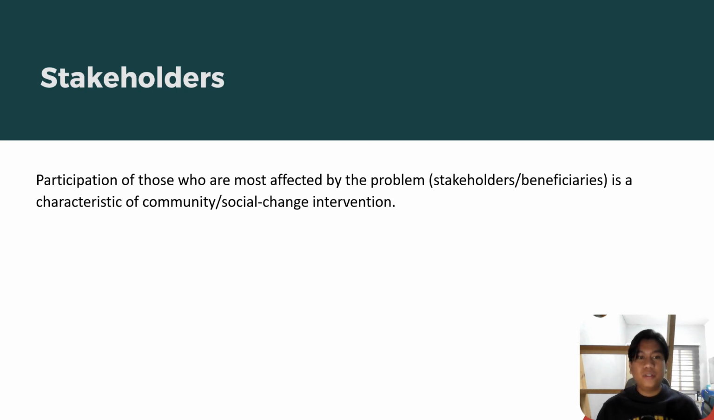Stakeholders. Participation of those who are most affected by the problem is a characteristic of community social change intervention. This involvement may be direct or indirect. Besides direct beneficiaries, stakeholders can also be family and friends of direct beneficiaries, potential future beneficiaries, or people with an interest in the issue but no expectation of benefit.